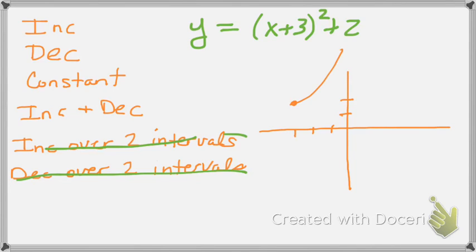So my parabola looks something like this, right? Didn't draw it to scale. That's okay. All I need to know is where my vertex is, and then it's a happy face. So anytime you're doing one of these problems, you ask yourself this question. If I were to drive a car on my graph from the left to the right, would I be going uphill, downhill, staying constant, or doing both? You'd be doing both.